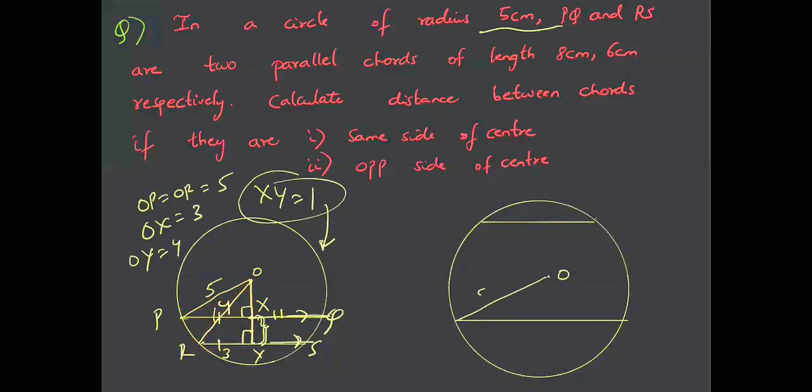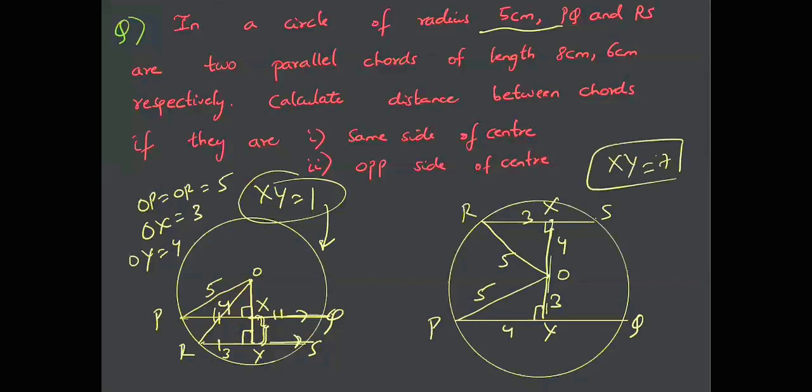And similarly in this case, say this is 4, then this would be 3. And the same line, if you extend this, will also be perpendicular to RS. So this is 5 and this is 3, so this would be 4. Now the distance between X and Y, that is the distance between the chords, is 7. So when they are on the same side, the answer is 1. When they are on the opposite side, the answer is 7. Okay. Let us move forward. Yeah, do this one.